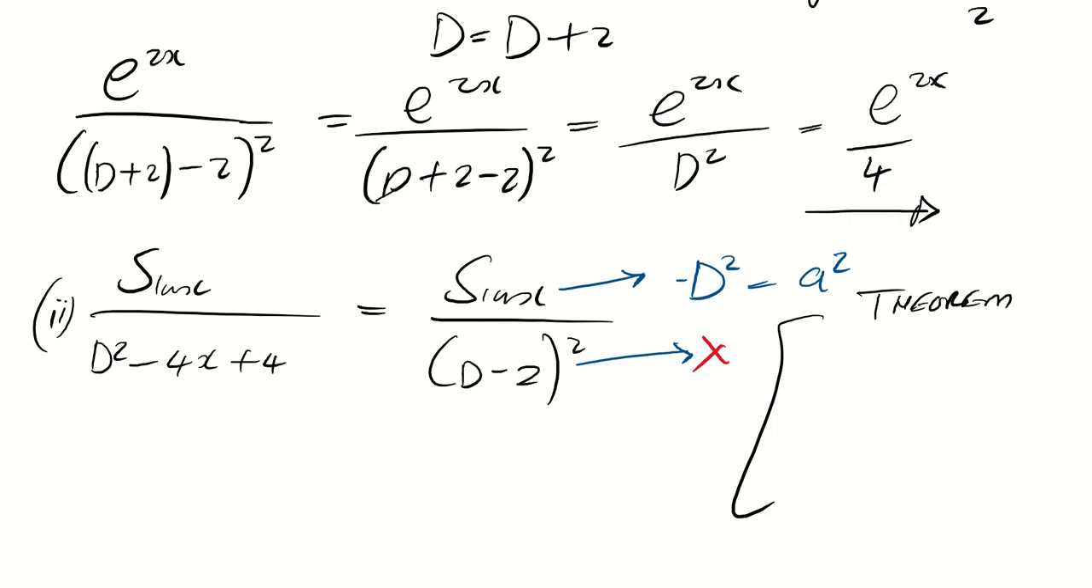The theorem for trigonometric functions says sine ax or cos ax. So whatever you have there as your a, then you must say D squared is equal to minus a squared. That's what you must say. That's the theorem for trigonometric functions.